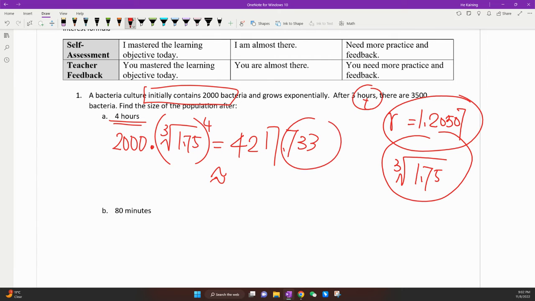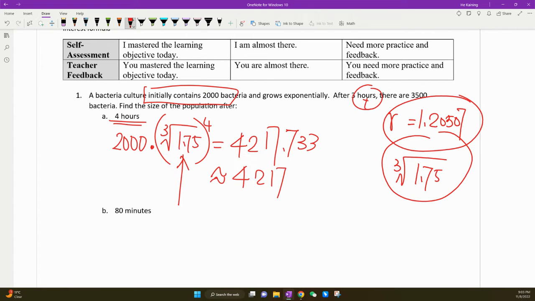Okay, so after the rounding, that means I have to round down because with living things, I cannot count half of a person as a whole person. 0.7 of a bacteria cannot be a whole bacteria. So I have to round it down. So 4217.